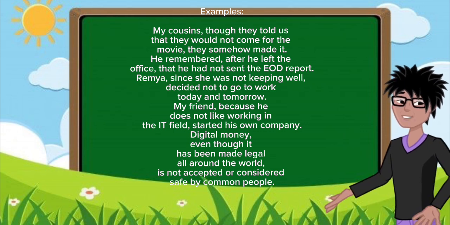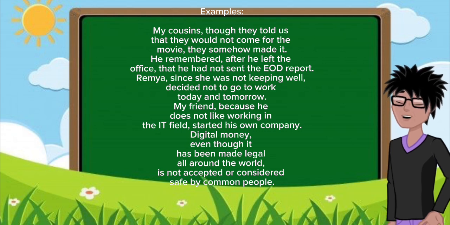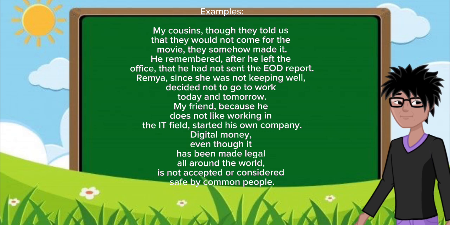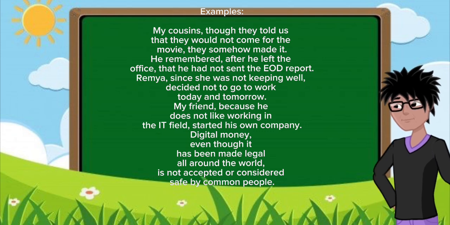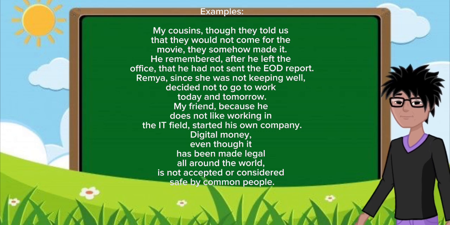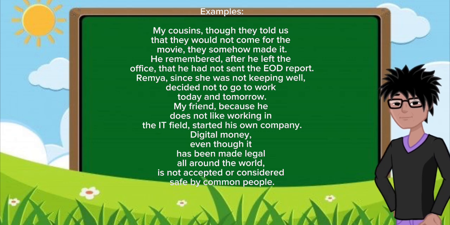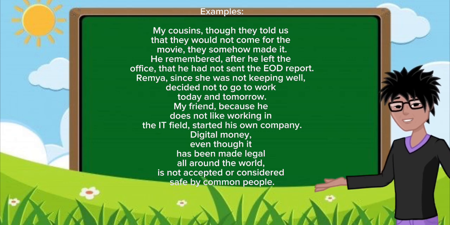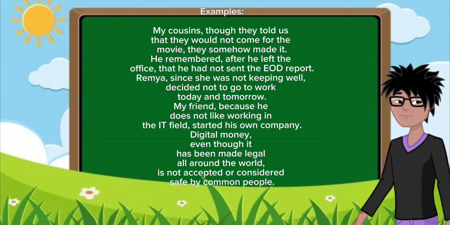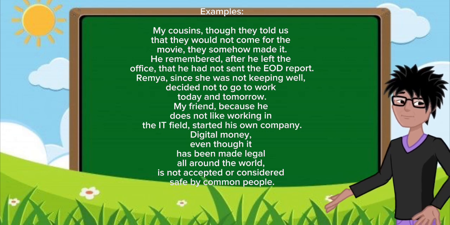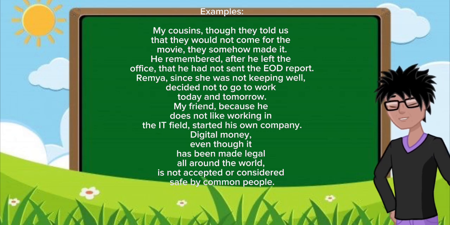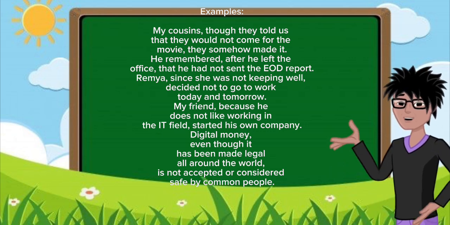Number 4. My friend, because he does not like working in the IT field, started his own company. The answer is because he does not like working in the IT field. Number 5. Digital money, even though it has been made legal all around the world, is not accepted or considered safe by common people. The answer is even though it has been made legal all around the world.